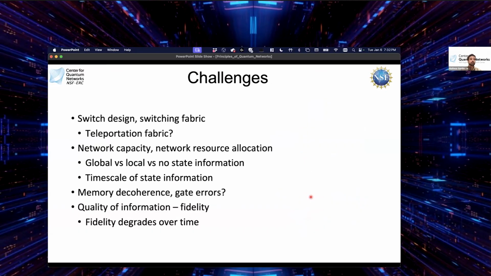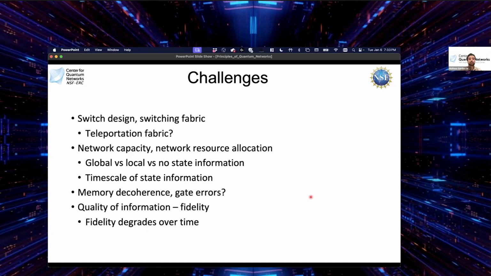Okay, and there are many challenges here. For instance, you need to determine the switch design and the switching fabric. Would you have this type of teleportation fabric, or how can you implement your Bell state measurements? Do you have an all-to-all connectivity, meaning you can perform a Bell state measurement between any two qubits on your quantum switch, or do you have some type of constraints regarding which qubits can undergo a Bell state measurement together? There are also interesting questions on determining what is the capacity of a quantum switch and extrapolating that to the capacity of a quantum network, and how you do network resource allocation in that case.